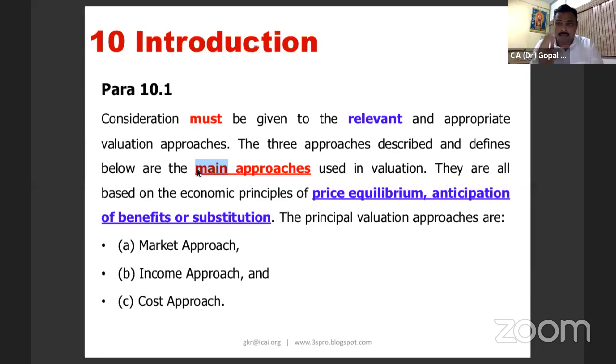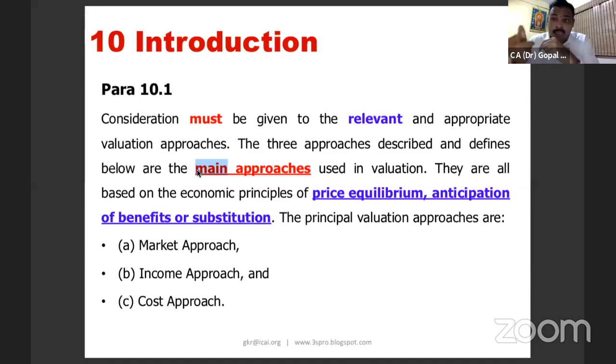So if there are principal valuation approaches, you will have secondary valuation approaches. You have tertiary valuation approaches. Okay. Good. So approach is like you have a direction. You are on a crossroad. You have three roads that are going. You have to choose the road.